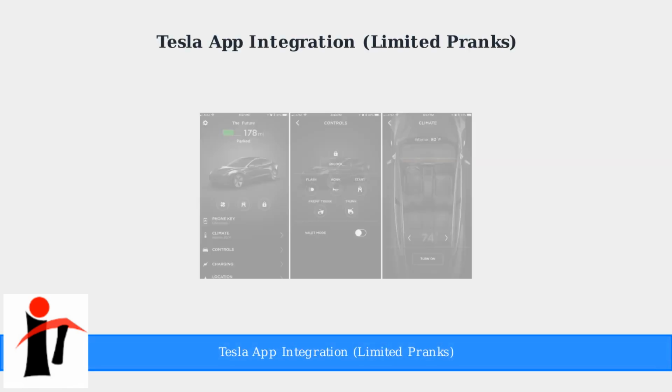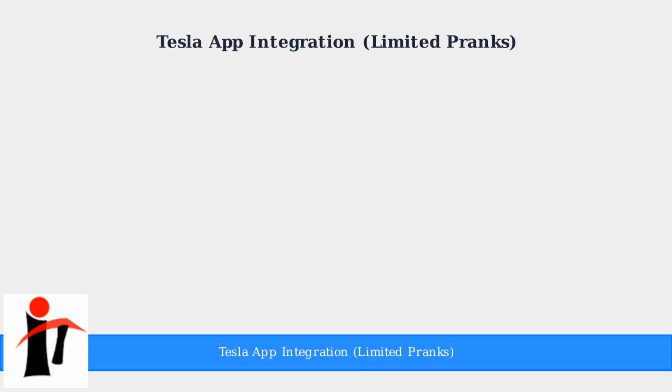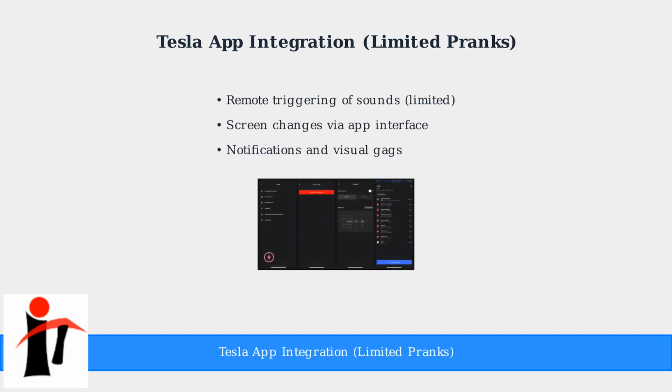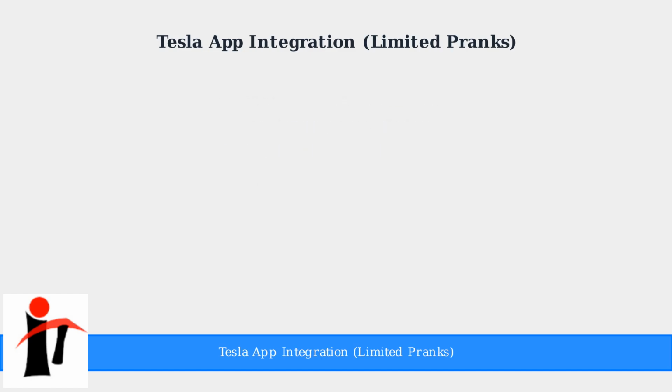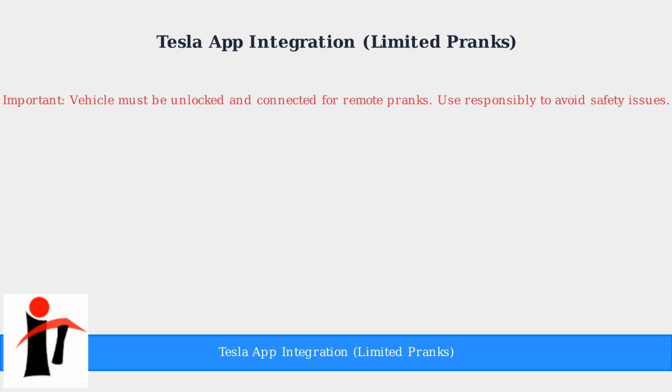While the main fart noise activation happens in the car, the Tesla app version 4.28 and later allows for some remote pranks. You might be able to remotely trigger sounds or change the screen if your vehicle is unlocked and connected. App-based pranks are limited to notifications or visual gags, but still offer some remote fun. For example, you can remotely change displays to show humorous animations like a farting exhaust pipe or send notifications to the vehicle. Keep in mind that remote pranks require the vehicle to be unlocked and connected. According to recent data, remote interactions have increased by 15% with the latest app updates.